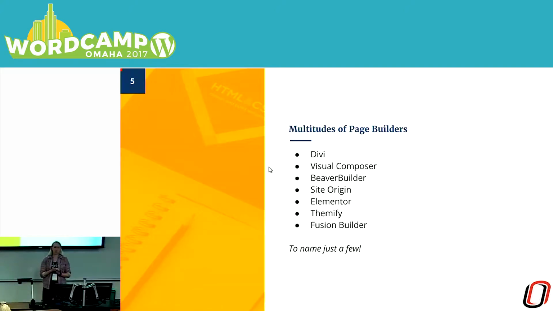Visual Composer is another one that shows up a lot. If you get your themes off of ThemeForest, quite a few of the themes you get off of there are compatible with the Visual Composer builder. There's also Beaver Builder, Site Origin, Elementor, Themify, and Fusion Builder, which comes with most of the Theme Fusion or Fusion themes. That's just a couple of them.